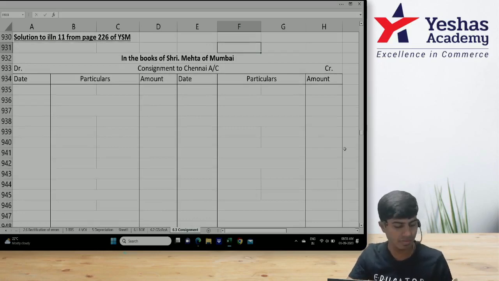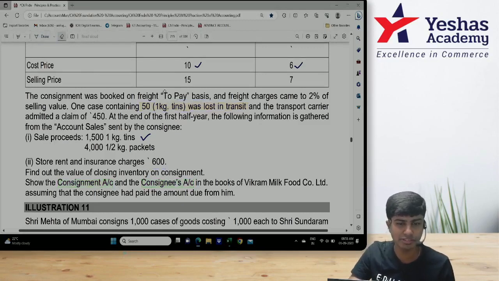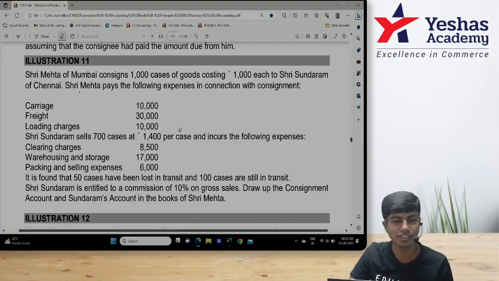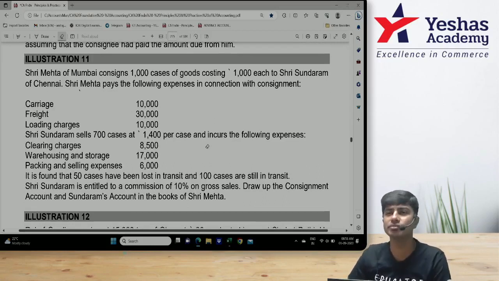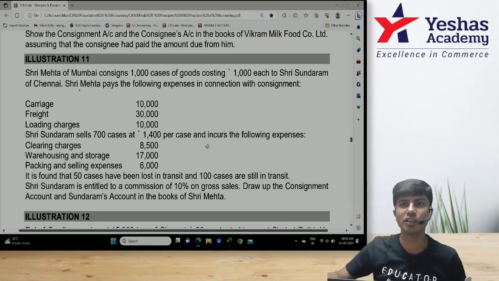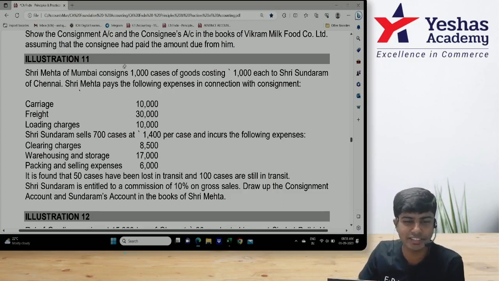Mehta. Shall we do Mehta question? I like that song. Go with Mehta. Have you heard? Uri movie, no?